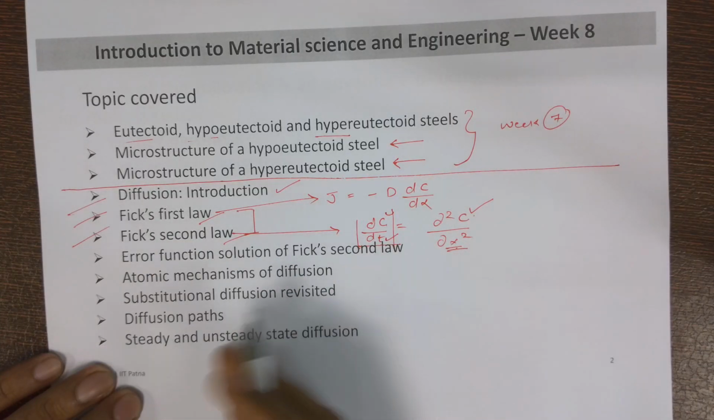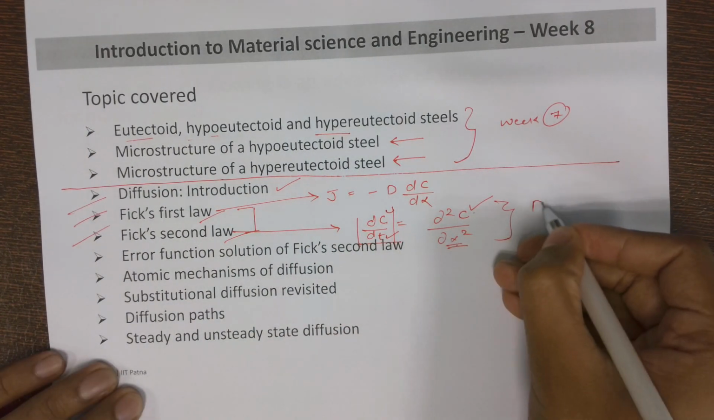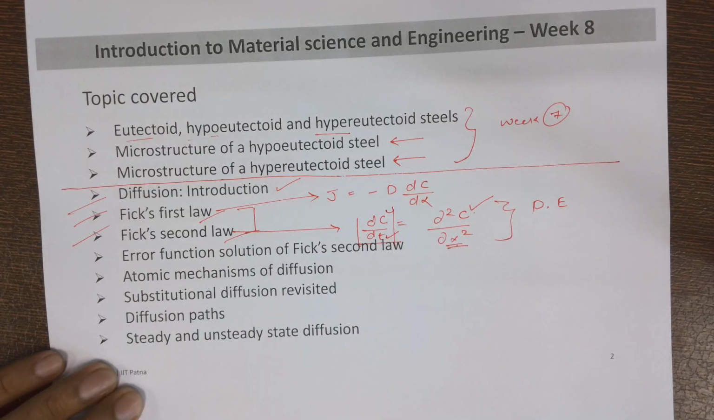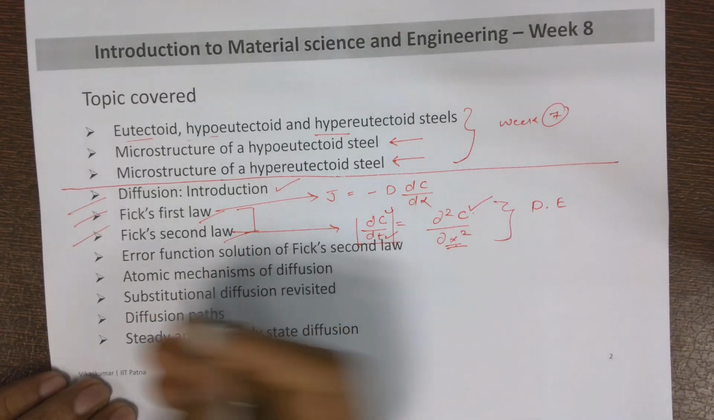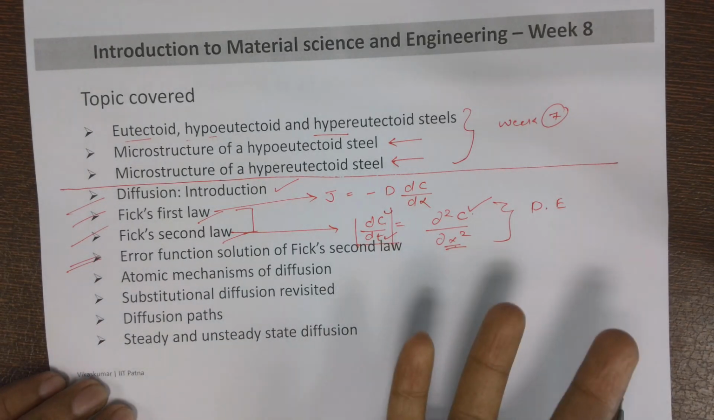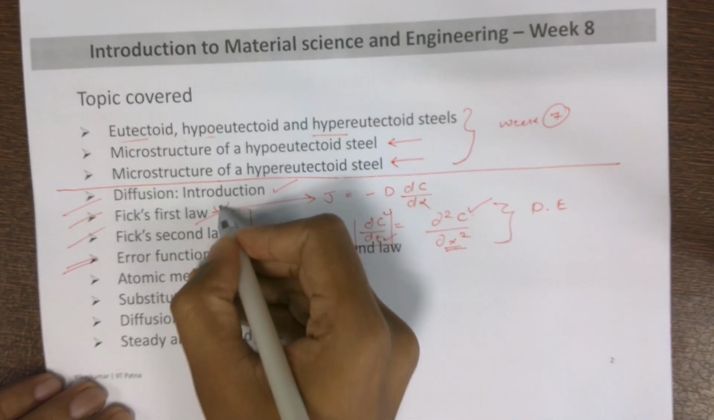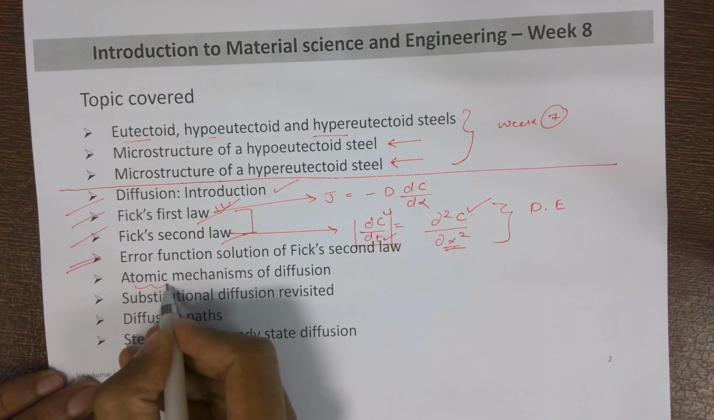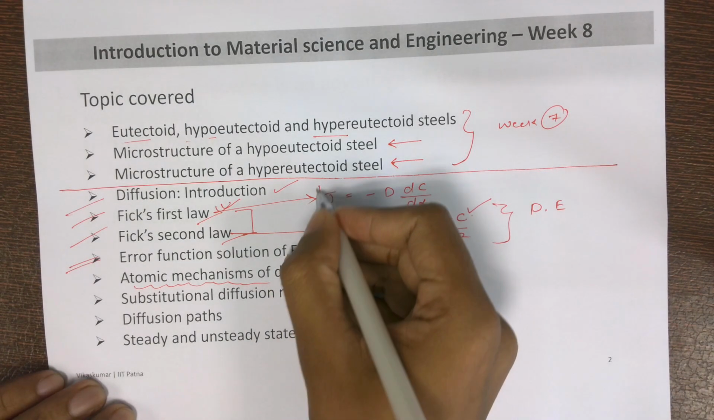After that, we discussed that this is nothing but a differential equation. Every differential equation will have a solution associated with it. So when we solve, we get the function to be the error function, which we will again discuss. Later on, we discussed the derivation of Fick's first law from the atomistic mechanism. We derived this particular equation.